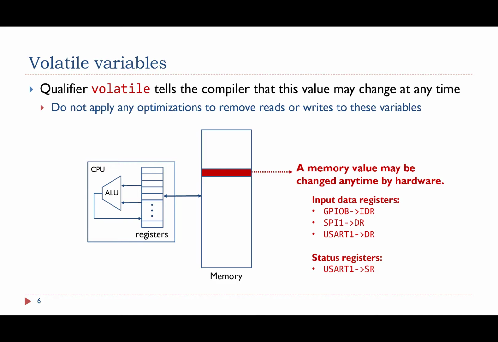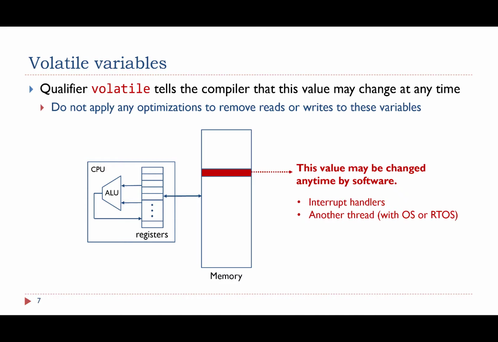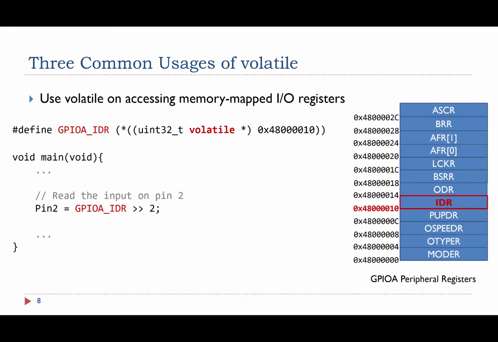In embedded systems, a memory value may be changed anytime by hardware, such as the input data register, as well as the status register of various peripherals. A memory value may also be changed anytime by software, such as interrupt handlers, or another thread if the processor runs with an operating system or real-time operating system (RTOS). The qualifier volatile is designed for variables that may be changed anytime by hardware or software that runs concurrently.